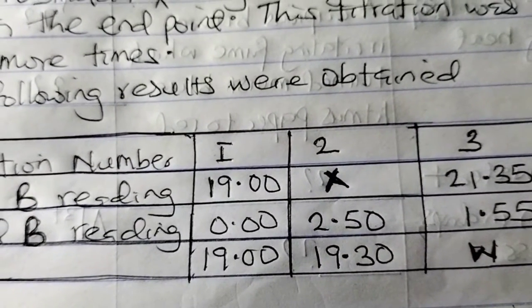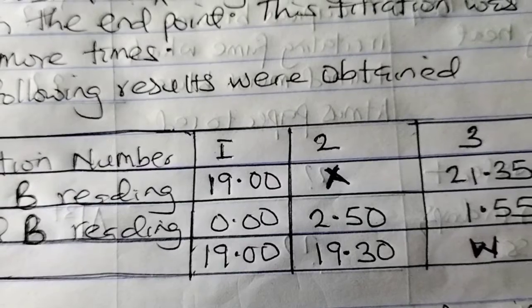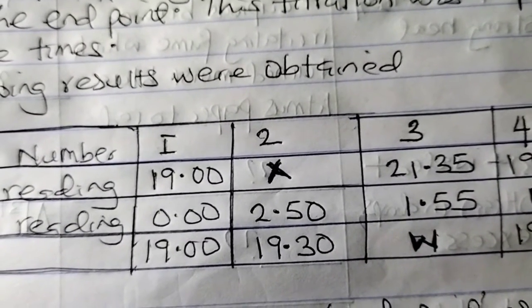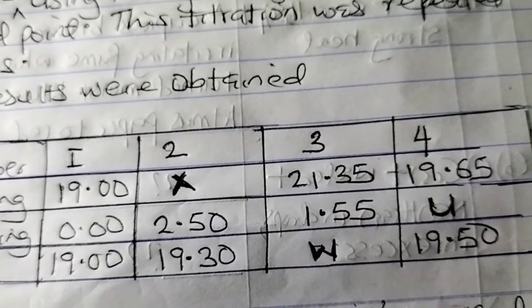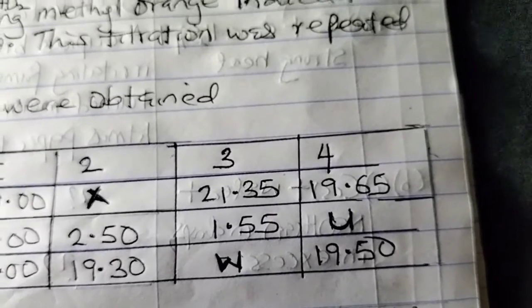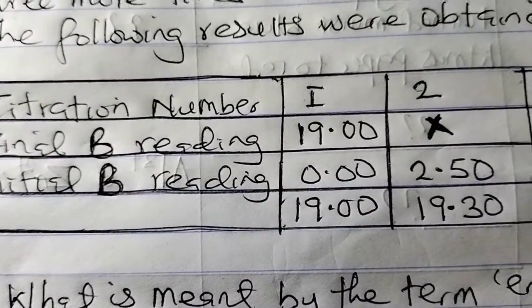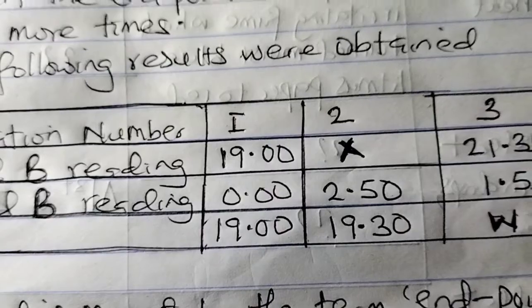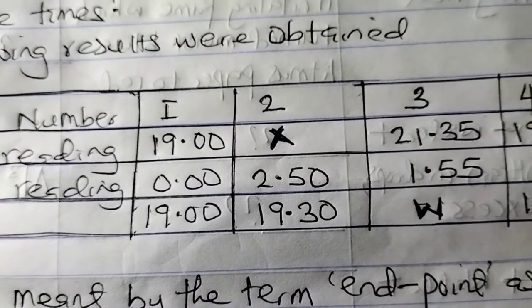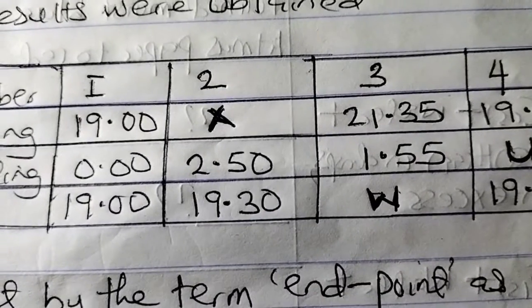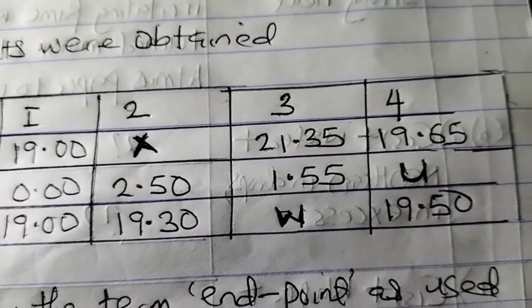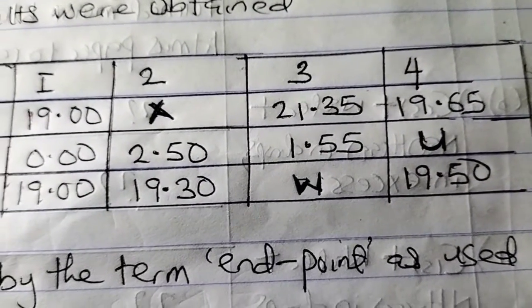Then the initial B reading, second row: under 1, 0.00, under 2, 2.50, under 3, 1.55, and under 4 is U. Then the final reading for the first titre value, 19.00, second titre value, 19.30, the third titre value is W, unknown, then the fourth titre value is 19.50.